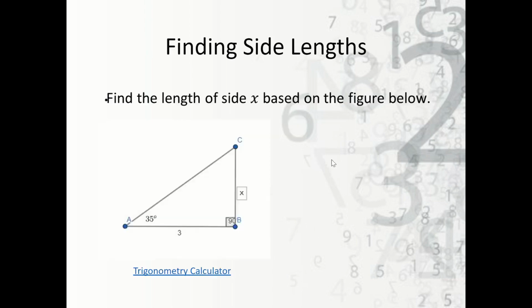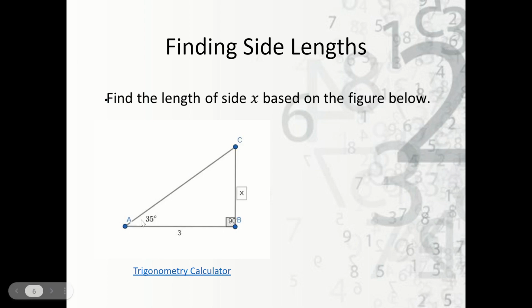Now how do we find side lengths? We're given a triangle here, and we're told that we need to find this length x. We know that this side is 3 and this angle is 35 degrees. First of all, we need to decide which trig function to use. We have an angle, and from this angle, we have an opposite and an adjacent. We know absolutely nothing about this one, but that's what we need to find. So we know the opposite and the adjacent. The function that uses opposite and adjacent is tangent.